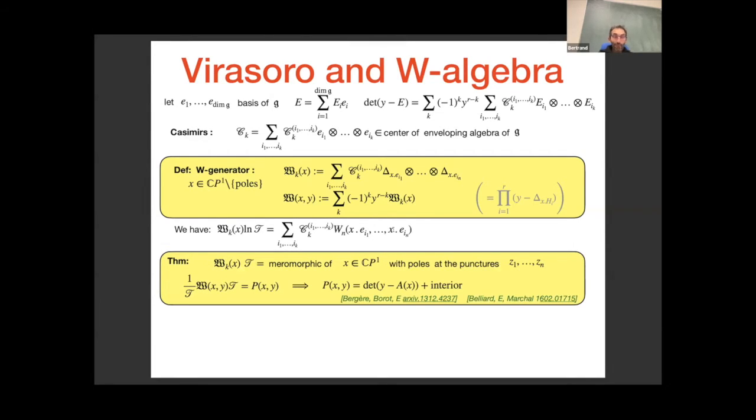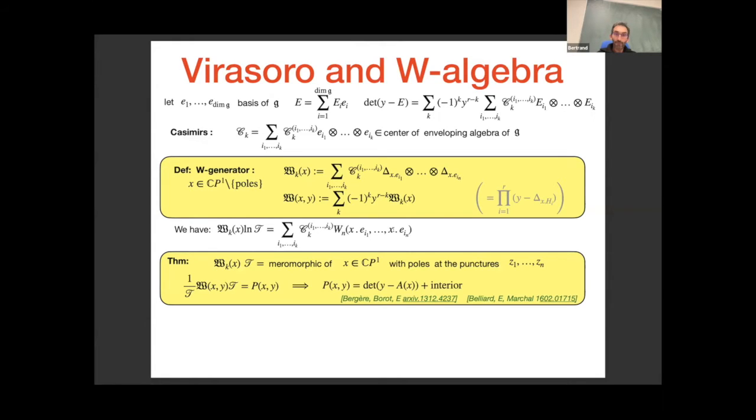So now the theorem is the following. Wk, when it acts on tau, gives something meromorphic as a function of x in CP1. And let me say that this is not trivial, because remember that each Wn was a combination of m's, and m is psi e psi inverse.